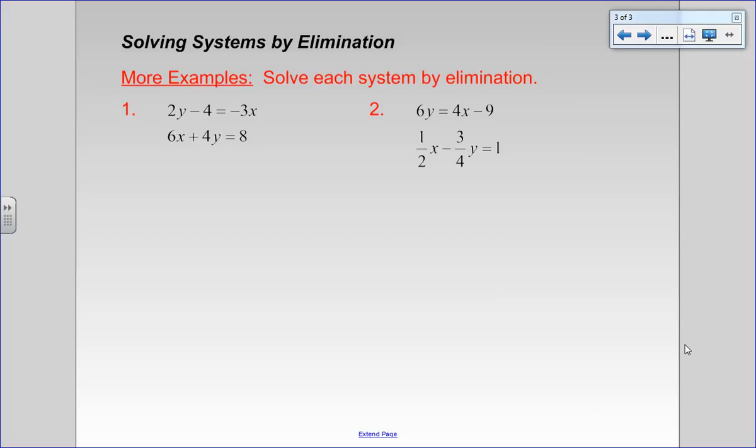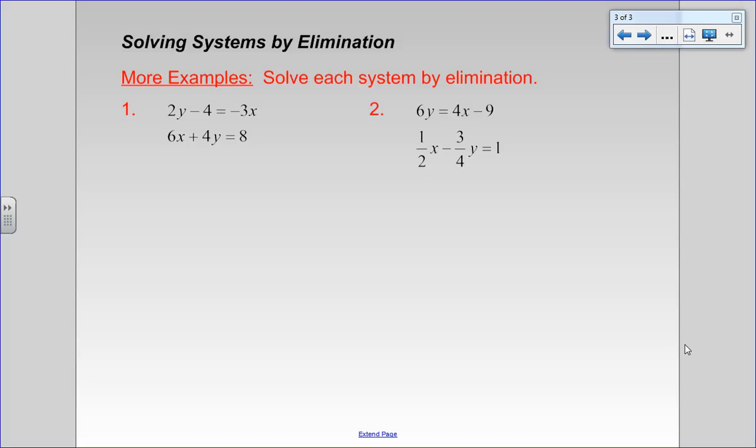In the example shown on this slide, we will see how the elimination method can be used to determine that a system of two linear equations has either no solution or has an infinite number of solutions. Let's look at problem number 1. Our first equation is 2y minus 4 equals negative 3x, and our second equation is 6x plus 4y equals 8.